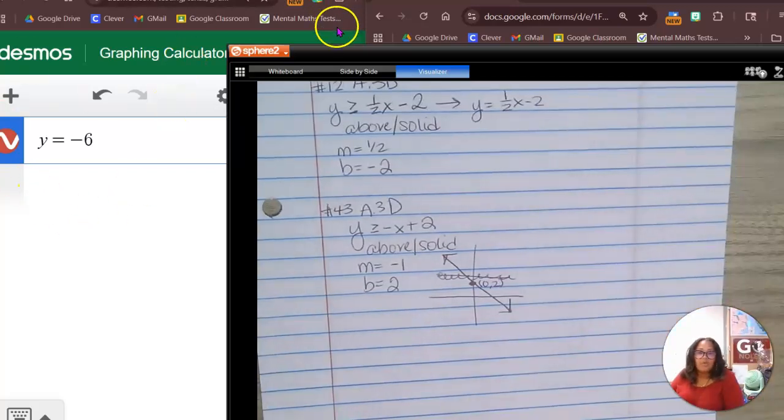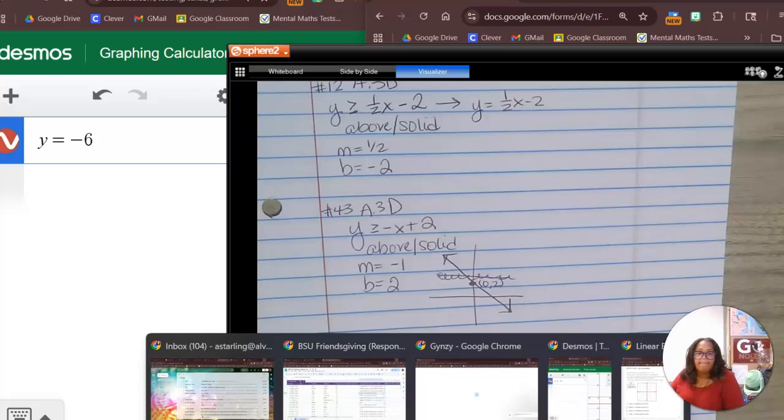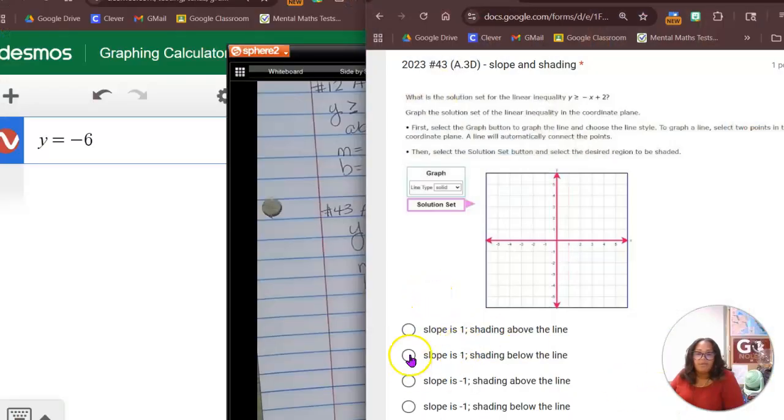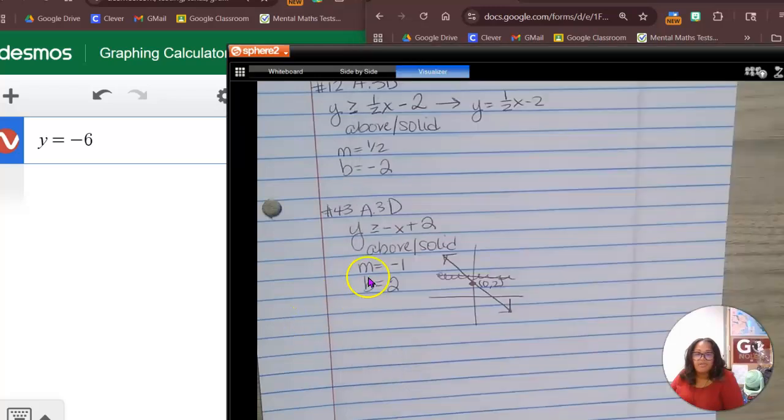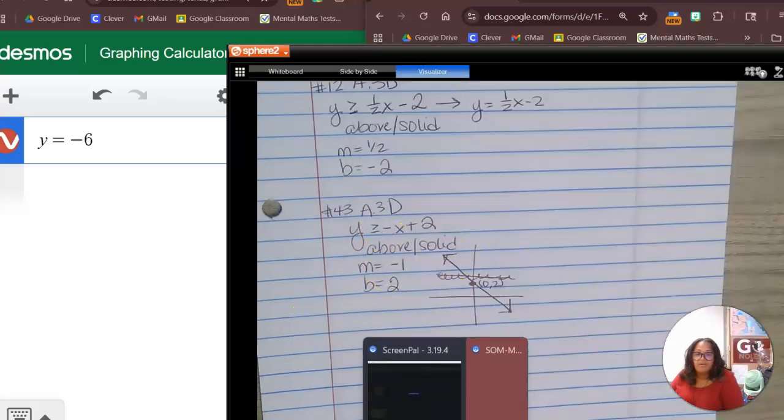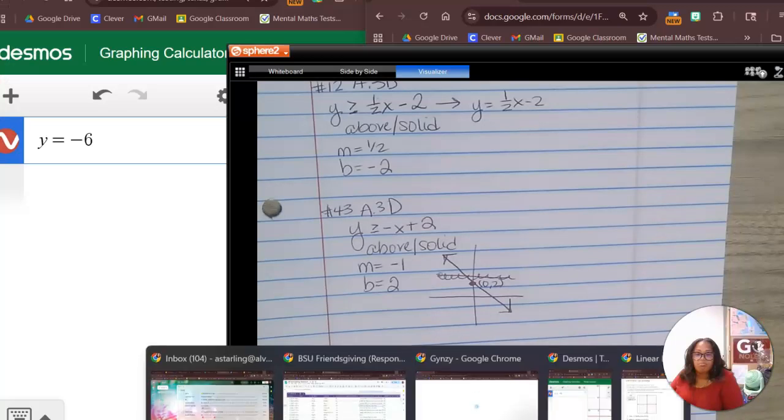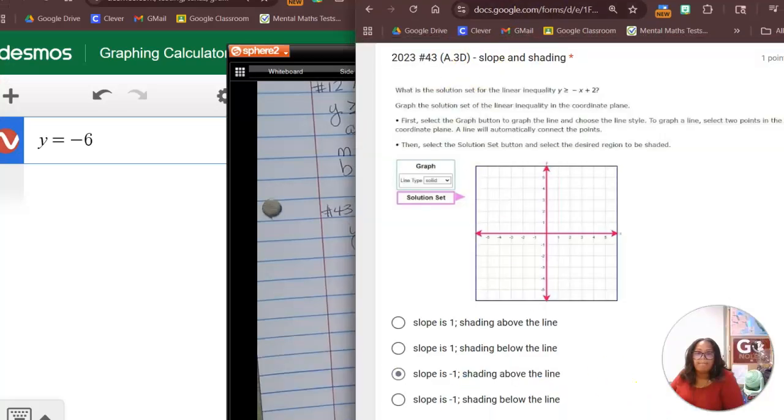So I need to look at my questions. Slope is -1, shading is above. This is the one, above and solid. And my slope is -1. Where's my question? Here it is.